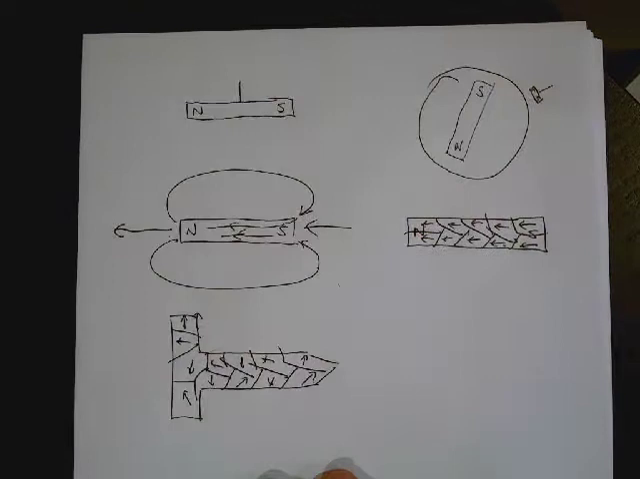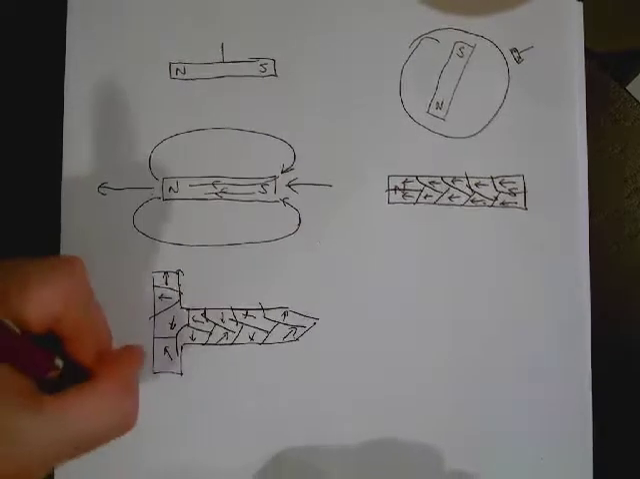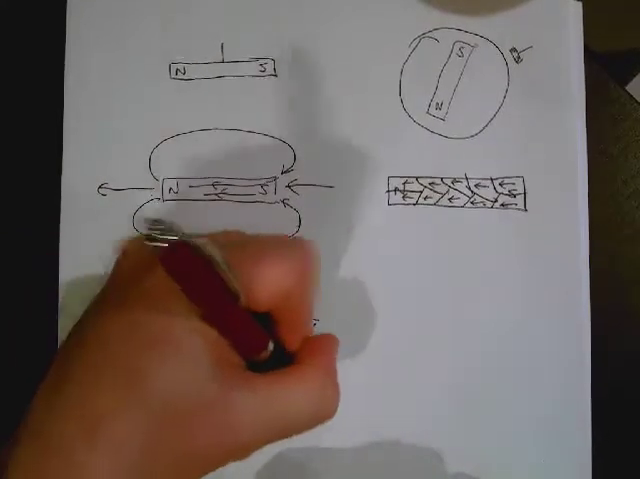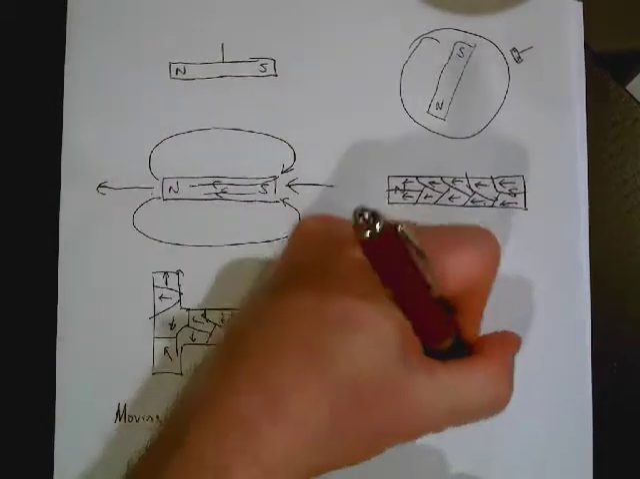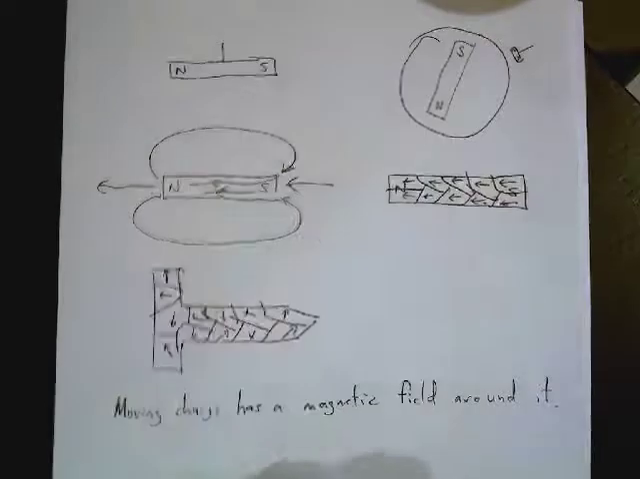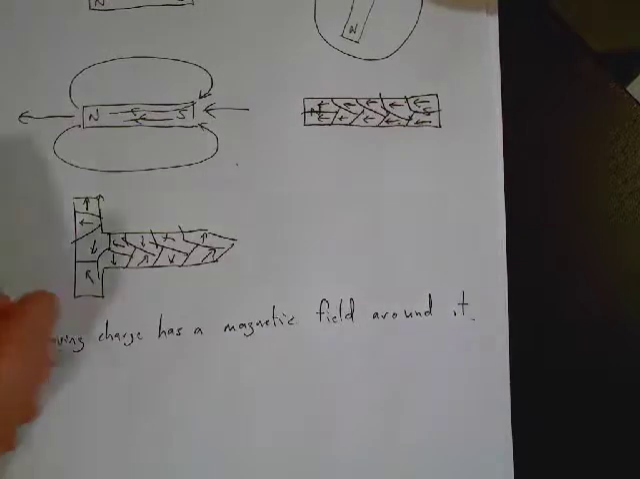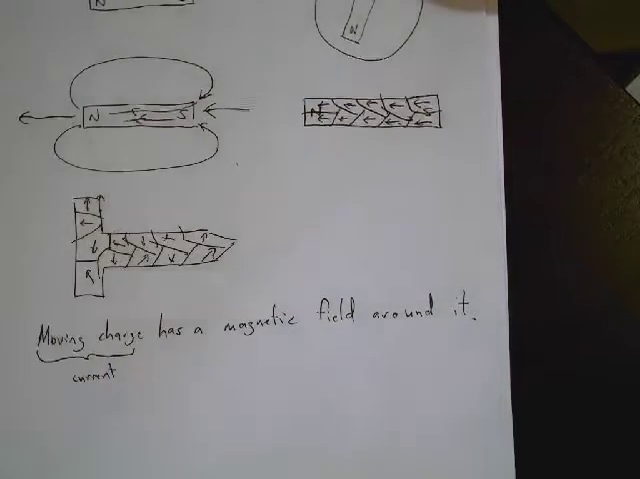All right, and then we started to get into the electromagnetism piece. The electromagnetism piece is how electricity and magnetism relate to one another. And the first thing we said is that moving charge has a magnetic field around it. Okay, moving charge has a magnetic field around it. We started with, moving charge is essentially just current.